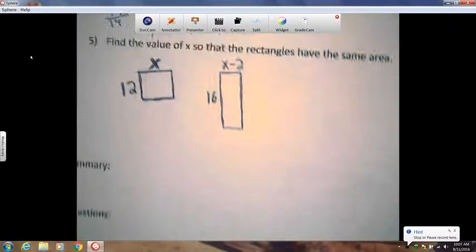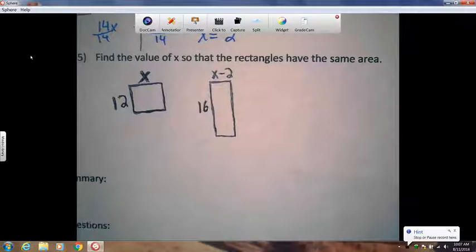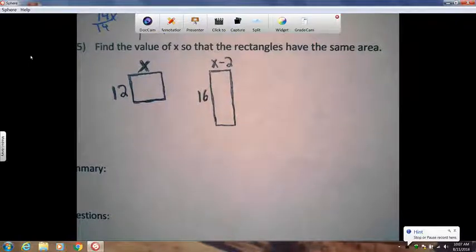And the last one. This says find the value of x so that the rectangles have the same area. And this gets confusing to some people, but you really should be able to do this because you know how to find the area of a rectangle. It's length times width. If they have the same area, the same would be an equal sign.